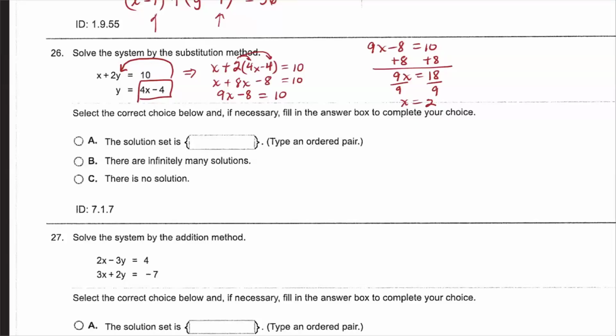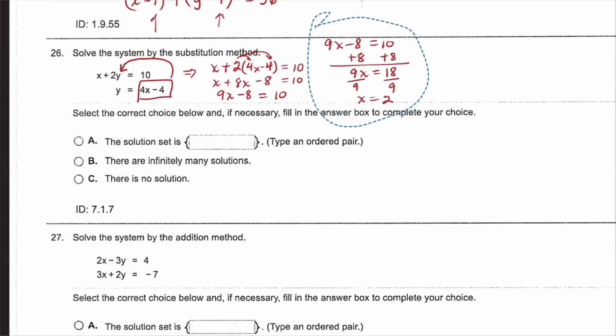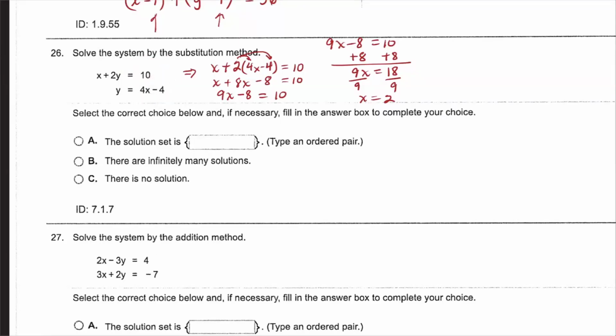Remember, we're looking for an ordered pair, a point where these two lines are intersecting. So we have the x value. Now we take that x value and substitute it back into either one of the equations. Okay, I'm going to substitute it into equation 1. So I'm going to write out y equals 4 times x, but x is 2, minus 4.